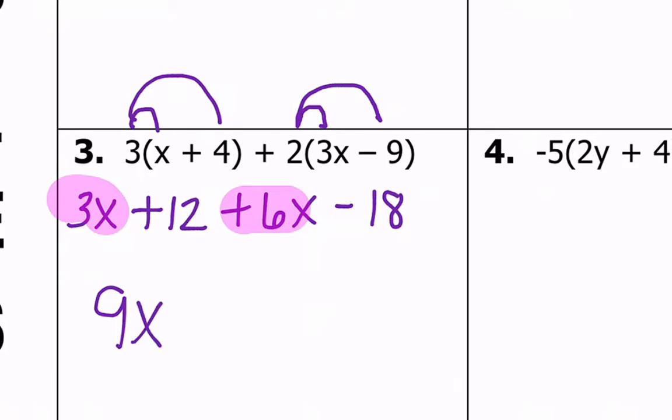And now we do our regular numbers. So I see a positive 12 and a negative 18. So those are the two numbers we need to add up. 12 plus negative 18 is equal to a negative 6, so I'm going to write minus 6.